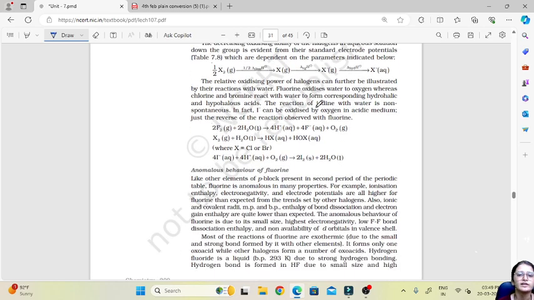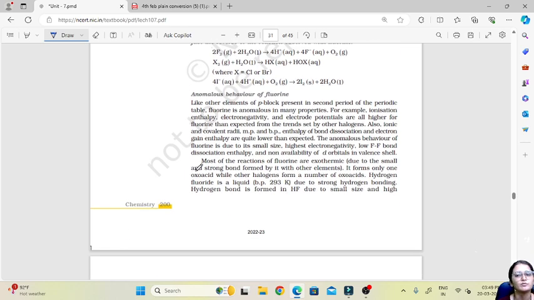Then next is the very important anomalous behavior of fluorine. Like other elements of the p block in the second period, fluorine is anomalous in many properties. Ionization enthalpy is very high in the case of fluorine. Electronegativity and electrode potential are higher in fluorine than expected. Also ionic and covalent radii, melting and boiling point, and enthalpy of bond dissociation are lower than expected.